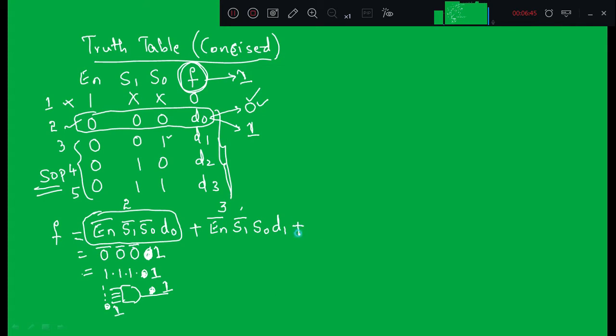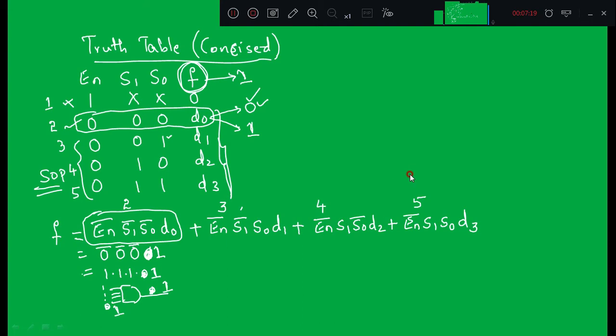Next, the third row is over. Fourth row, again enable is 0, so take its complemented form. S1 is high, so true form. S0 is 0, complemented form. Then D2, again verify it yourself. Then for the last row, the fifth row, enable is 0, so take its complemented form. S1 and S0 both are high, so write them in their true form, and the last is D3, right?